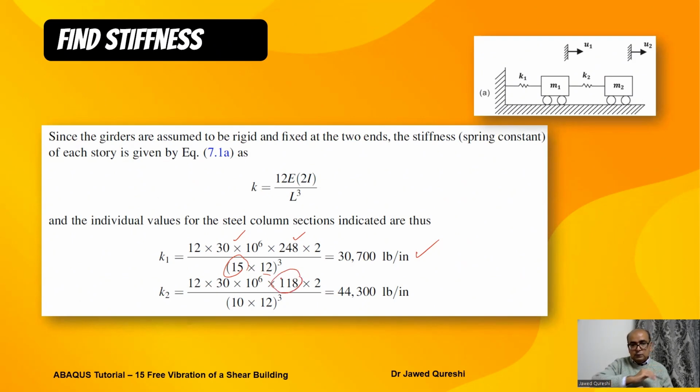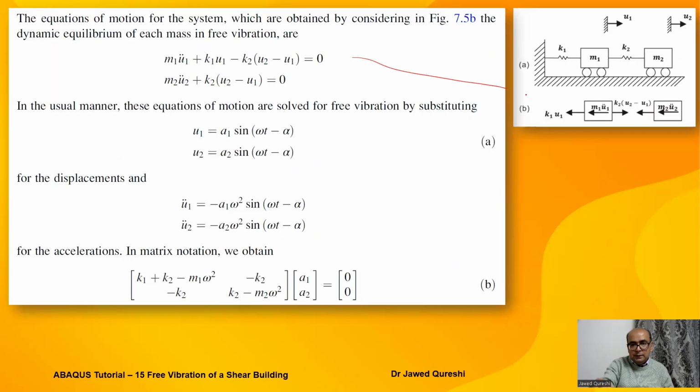I for that is 118, and the length of second floor is 10 feet. We multiplied with 12 to convert it into inches, and we get this K2. From here we write equation 1 for mass 1 and equation 2 for mass 2. I'm not going to go into details how we obtained this, because the key focus here is numerical modeling instead of theoretical solution. But you can have a look at the book by yourself.